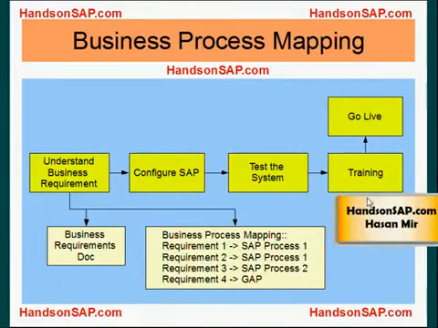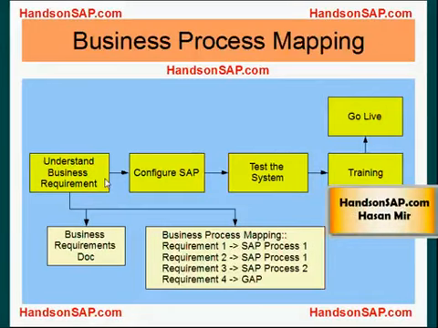Then another document that comes out of this first stage of understanding business requirements is called business process mapping. All you do in this document is map the requirements that you have already found out to an SAP process. You have to explain that these are the requirements of the client, and whether they would be met by the SAP system or not. For example, you can say requirement 1 would be fulfilled by this SAP feature, requirement 2 would also be fulfilled by the same SAP feature, and requirement 3 would be fulfilled by some other SAP feature.